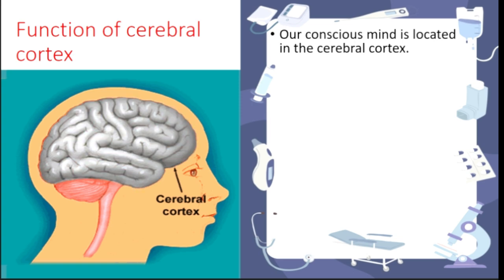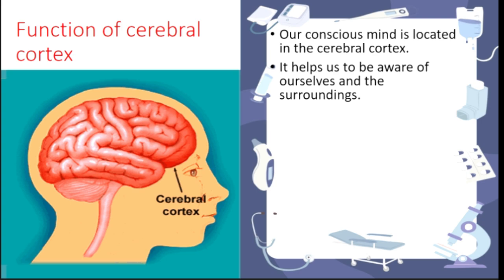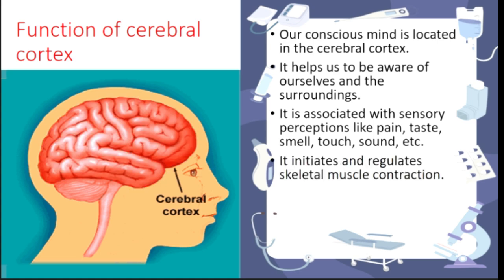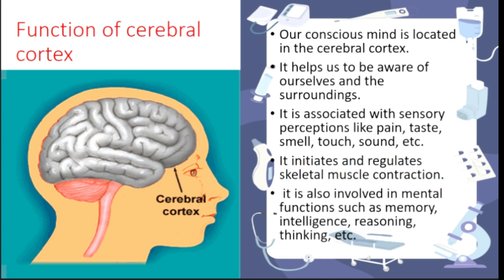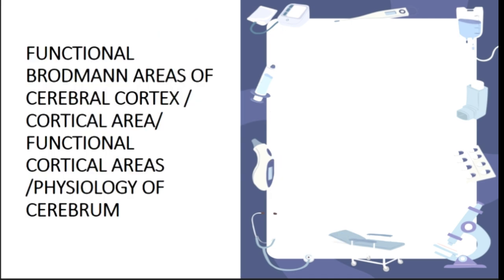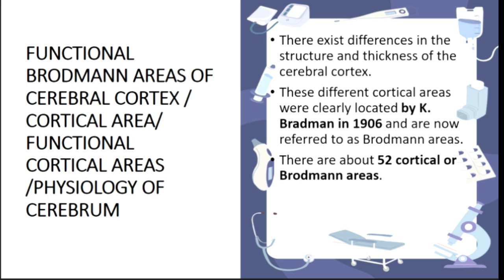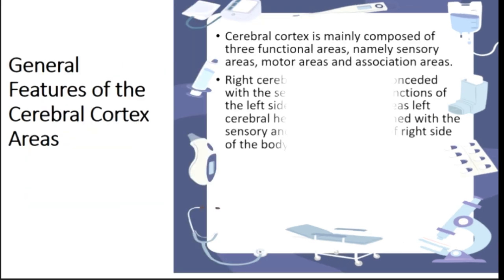So next one is the cerebral cortex function. So we have learned that it is responsible for the conscious mind, and it is also responsible for our self-awareness, and also pain and sensation are all associated with the cerebral cortex, and the initiation and termination of skeletal muscle contractions, and maybe memory power, right?